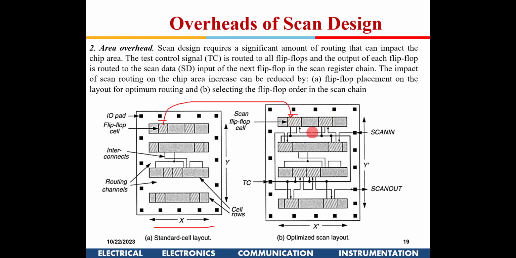Also here you see there is a routing requirement. This flip-flop is being interconnected, so the test control line and additional routing requirement are there. So this area, from here to here, will be slightly higher.